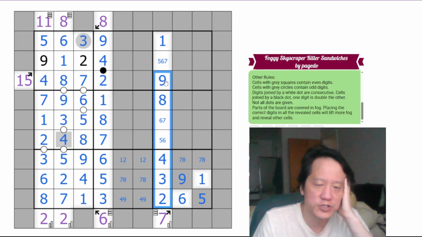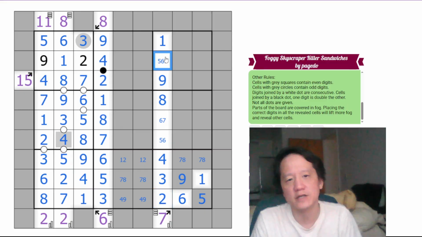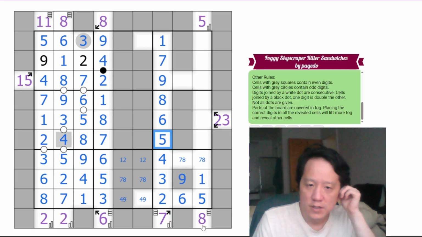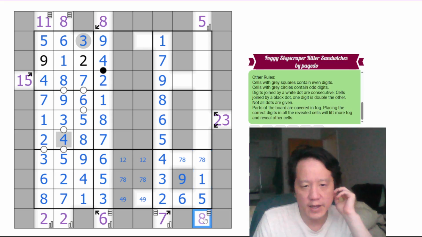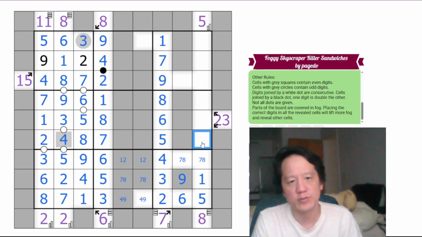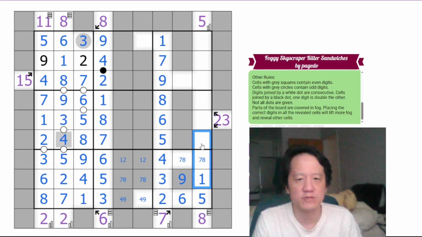Oh, the sandwich has to be 7 in between the 9 and the 1. Therefore, this is 7, which makes this 6, which makes that a 5. This is saying there has to be 8 in between the 1 and the 9, because that's a sandwich clue. And if this were 7, this would have to be 1 and then 9, but we already have a 1 in the column. Therefore, this is 8, this is 7, this has to be 9.